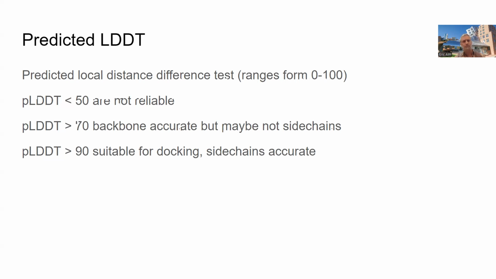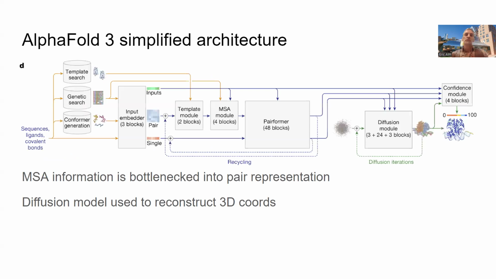So in general, you can use these pLDDT scores to tell if the structure that you're trying to predict can be trusted, or if parts of this structure can be trusted or not. Generally, a score of under 50 is not reliable. Above 90 is quite good, and you can use it for molecular modeling. And above 70, you can kind of assume the backbone structure is correct, but maybe not the side chains. Okay, so that was AlphaFold 2.